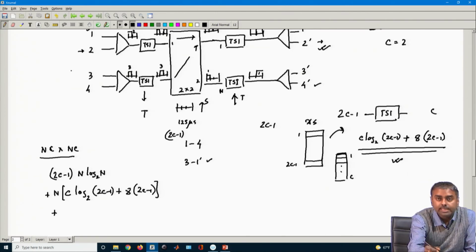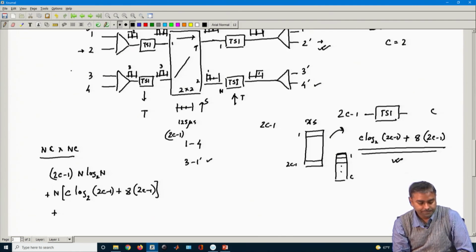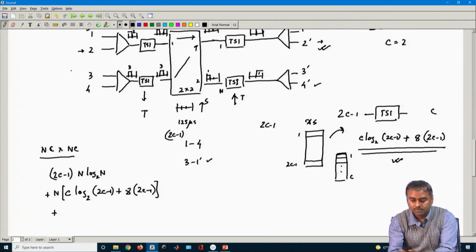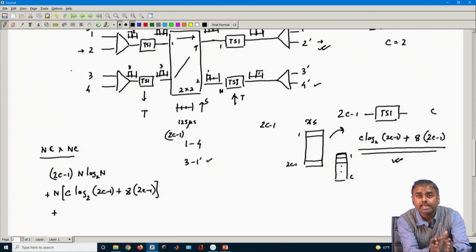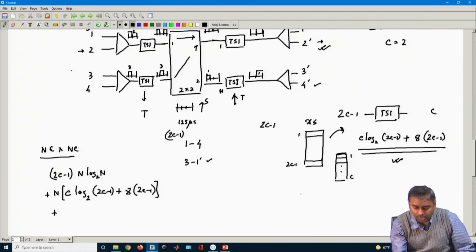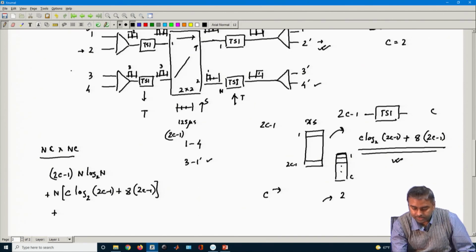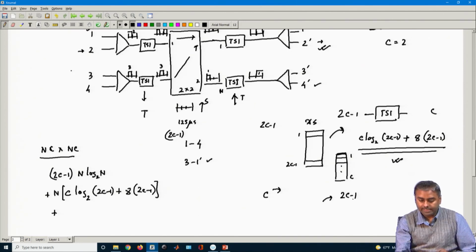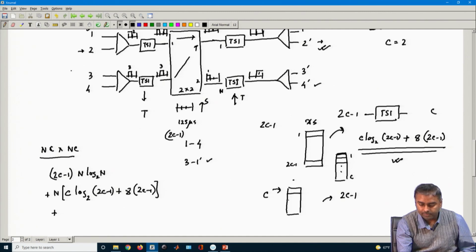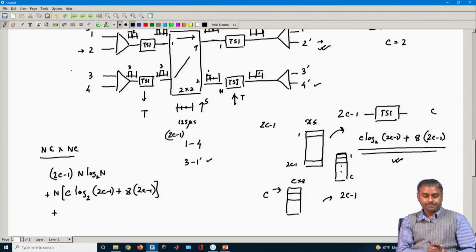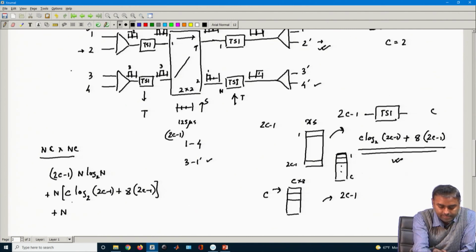Now, at the input stage, what is happening? Oh sorry, this is the memory requirement and data requirement. Now, these input stage switches are a little different, because over here C number of slots will be coming in and I have to read 2C minus 1. So, now let us see how much data storage I require. I require C into 8, each one of them being 8 bits. So, n number of TSIs are there, C into 8, that will be the requirement.